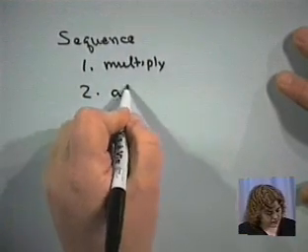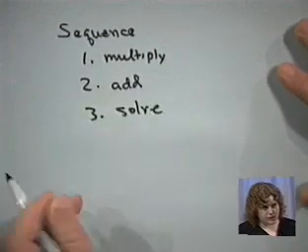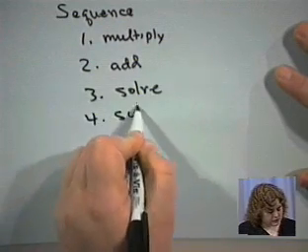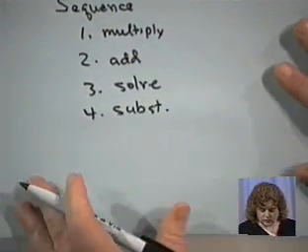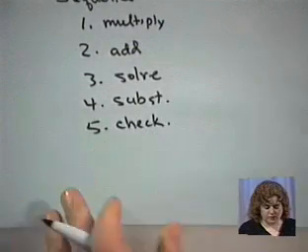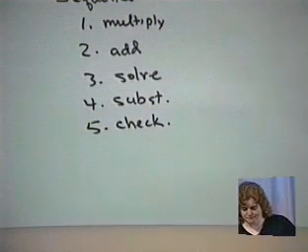We're going to add. We're going to solve whatever we're left with, and it's usually pretty straightforward. Then we're going to substitute back in our number into another equation, and of course we're going to check. Let's see what those very simple looking words actually mean.